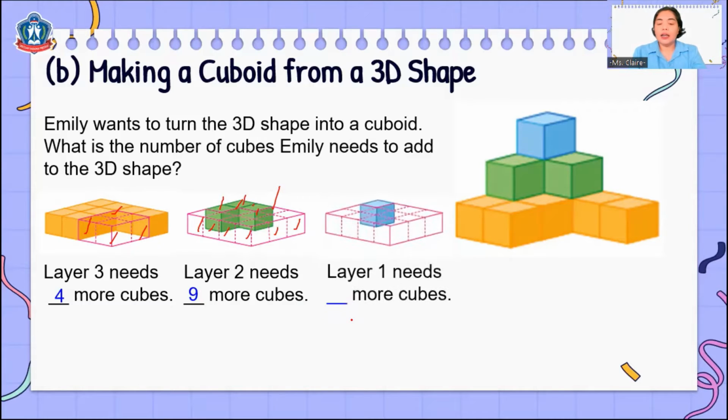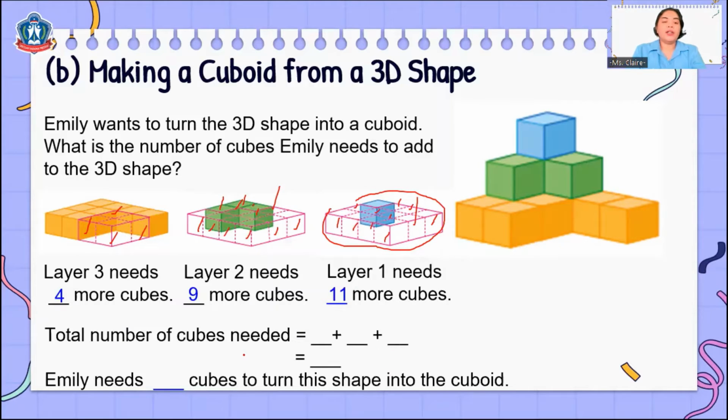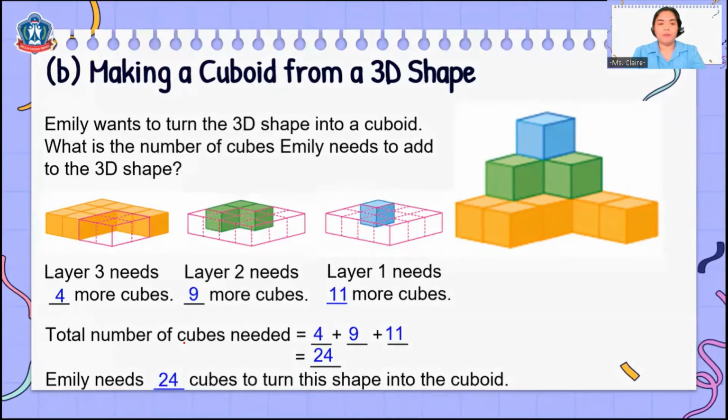How about layer 1? How many more cubes? Take a look. 1, 2, 3, 4, 5, 6, 7, 8, 9, 10, 11. Because each layer is made up of 12 small cubes, it only needs 11 more cubes. So the total number of cubes needed is 4 plus 9 plus 11, and the total is 24. So Emily needs 24 cubes to make this shape into a cuboid.